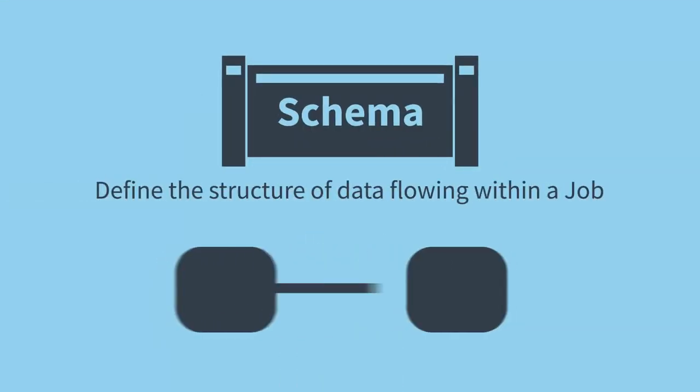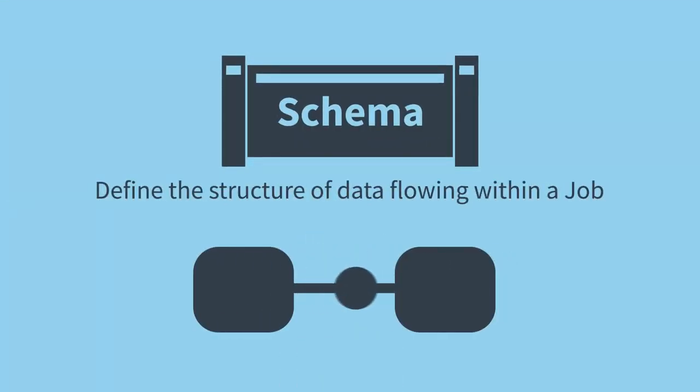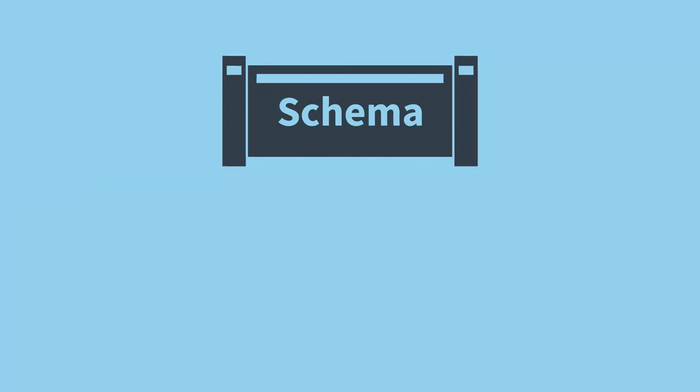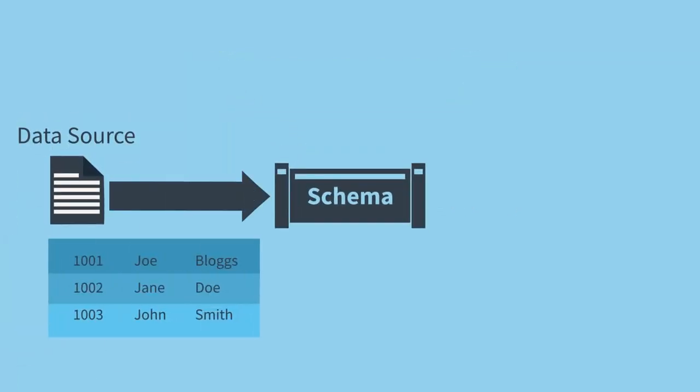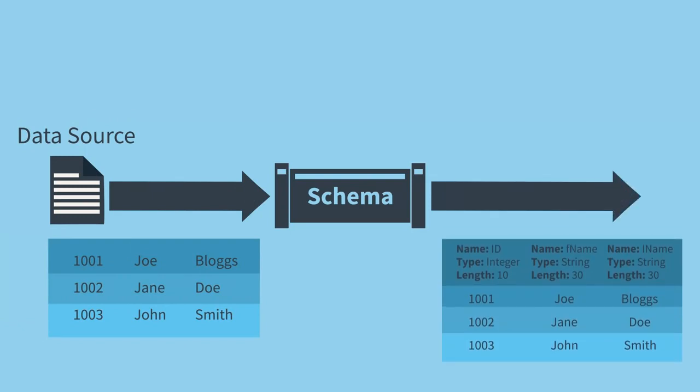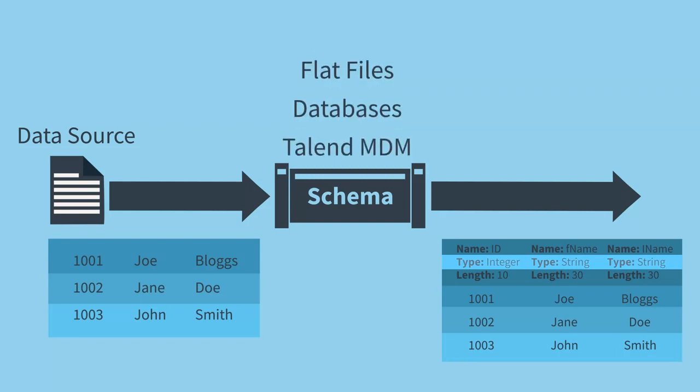Schemas are used to define the structure of the data flowing within a job. They're attached to components, allowing these components to parse the input or output data before processing them. Schemas of different types can be created for flat files, databases, or other data sources such as Talend MDM.